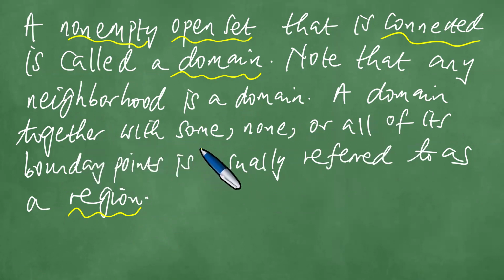A domain together with some, none or all of its boundary points is usually referred to as a region. Okay, this is very important. A region can have some of its boundary points, or it might have none. In other words, a region can either have a boundary or no boundary, and that still qualifies to be called a region.